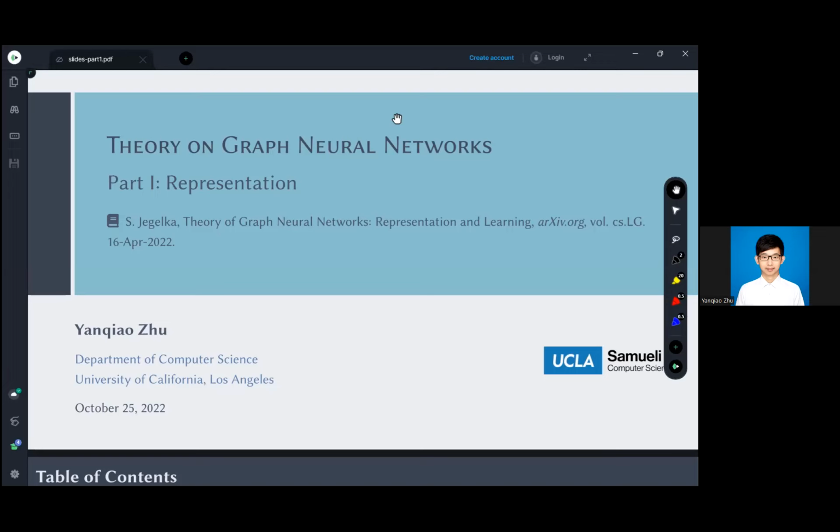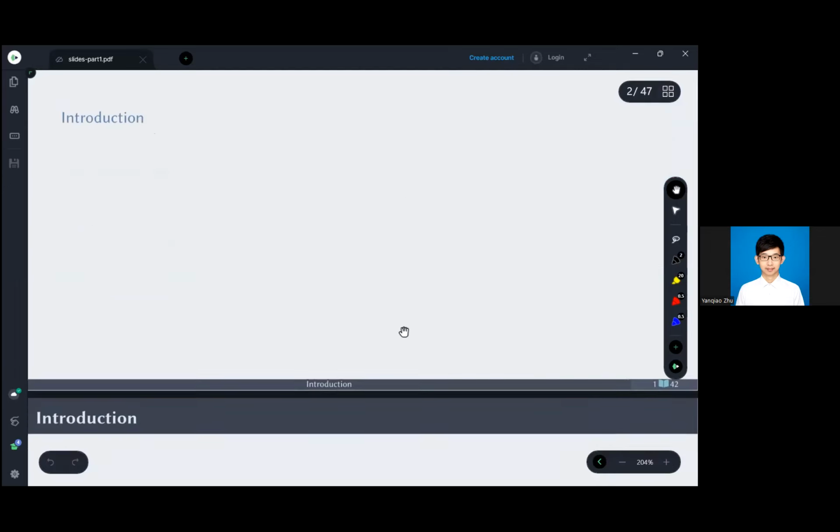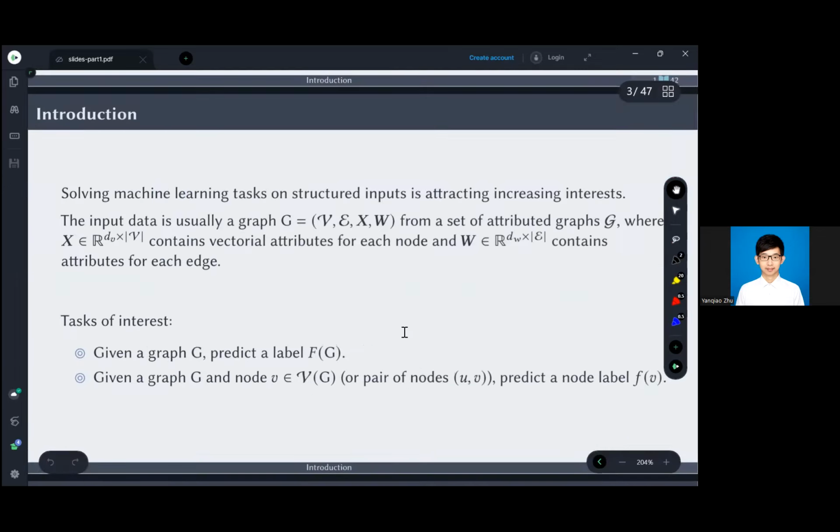And most of the content is taken from the paper shown here, Theory of Graph Neural Networks Representation Learning. Because we only have 1.5 hours, my presentation will focus on the first part, representation abilities. So let me first give you the problem setup. For graph neural networks, we are actually interested in solving analytical tasks on structured inputs.